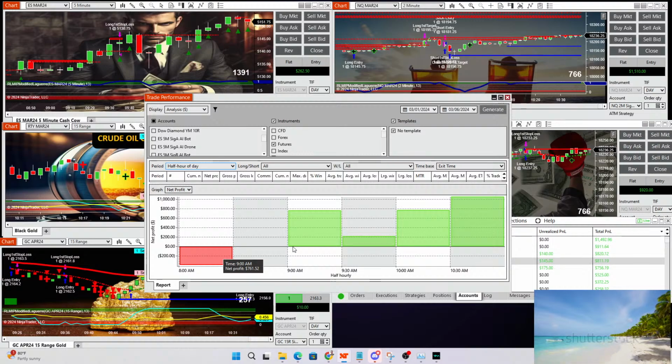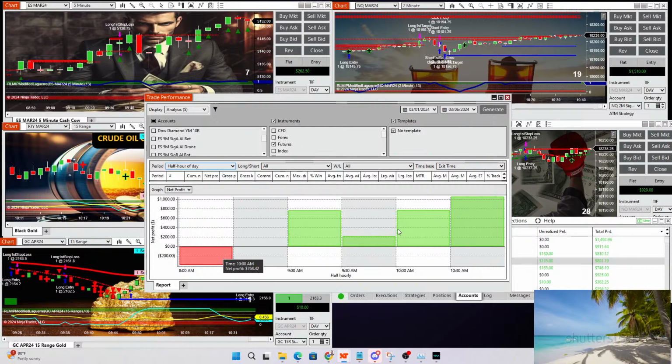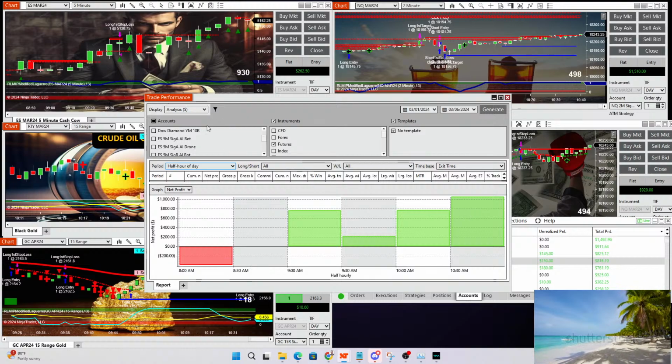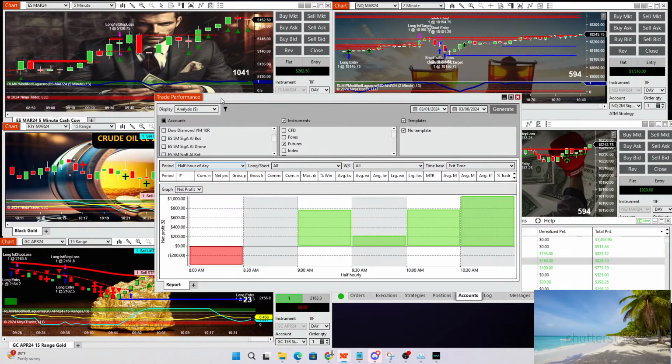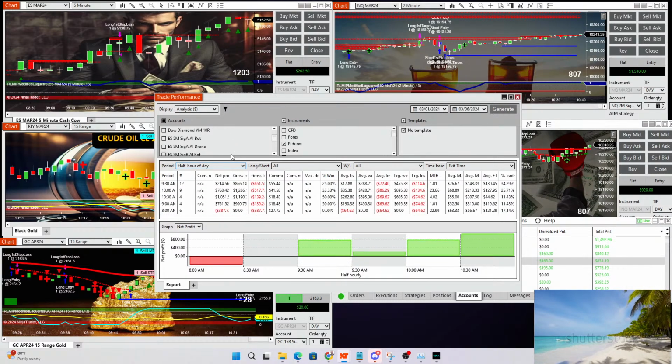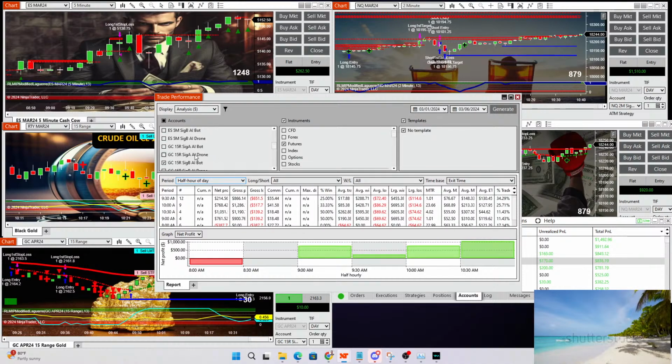and start trading gold at 9, and then I have these big, beautiful green blocks where I've done nothing but win money. So this is a really great performance tool that NinjaTrader has that allows you to filter every single one of these accounts and see which ones are doing the best.